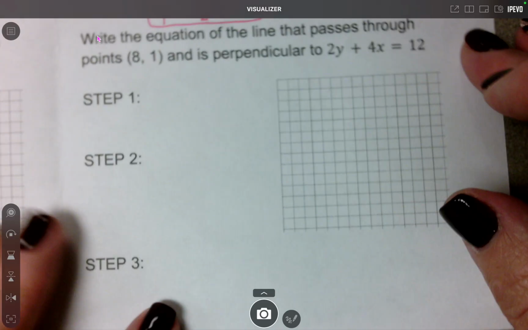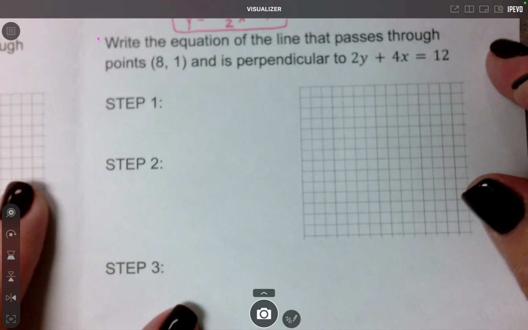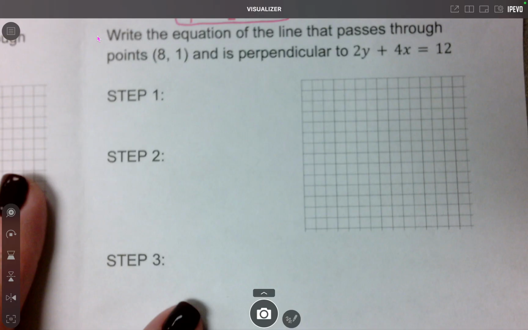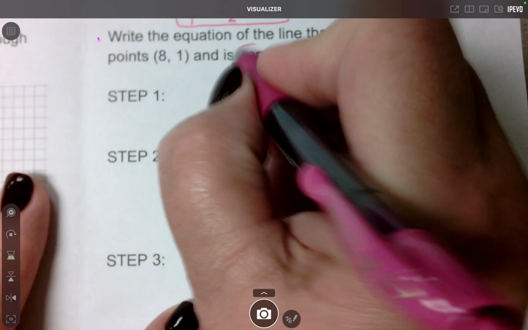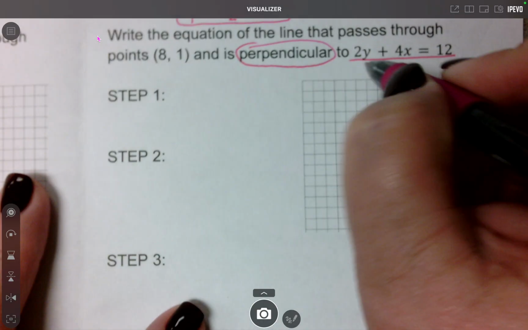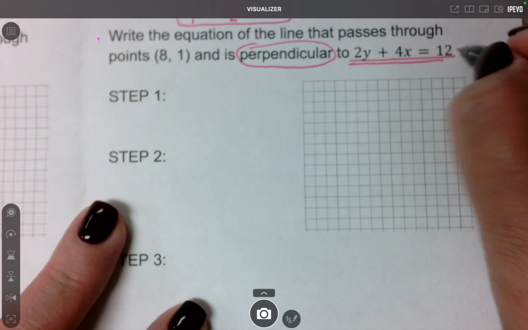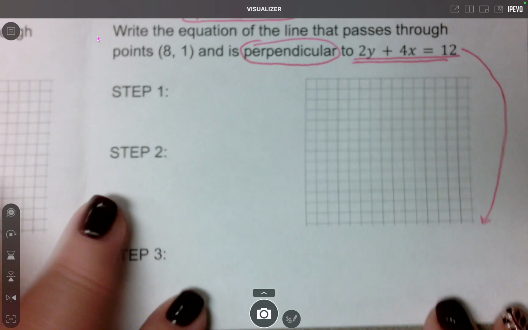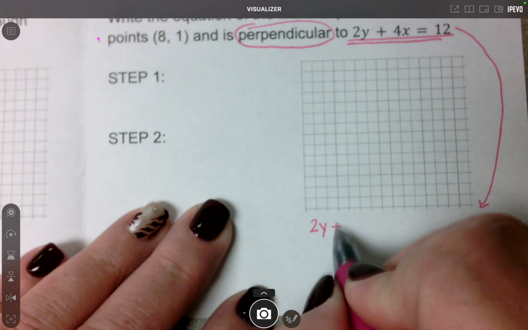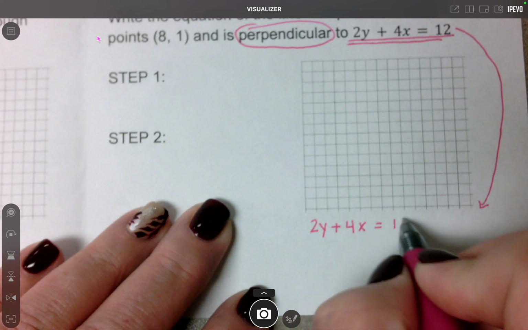And the last and final example we have is a little bit more complex again. It says write the equation of the line that passes through points 8, 1 and is perpendicular, so there's what we're doing, perpendicular, to 2y plus 4x equals 12. So I'm going to have to take this equation down here and get y by itself real quick. So I have 2y plus 4x equals 12.